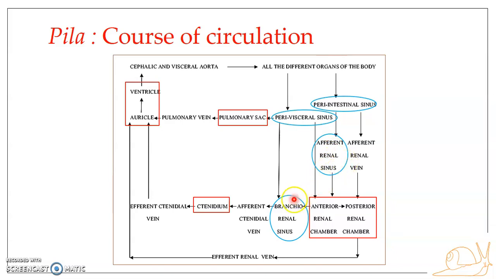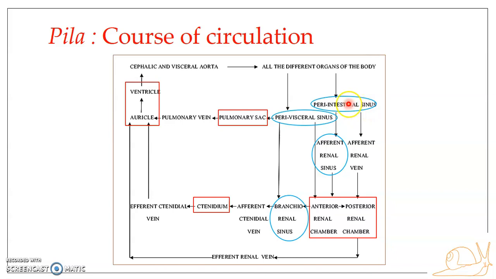Okay, another important feature is that from the afferent renal sinus, a part of the blood also flows into the branchiorenal sinus. That is, from the afferent renal sinus, a part of the blood flows into the renal chamber. At the same time, another part flows into the branchiorenal sinus. Okay, so this is about the blood which is getting collected in the periintestinal sinus. So the periintestinal sinus collects blood from the visceral mass, right?